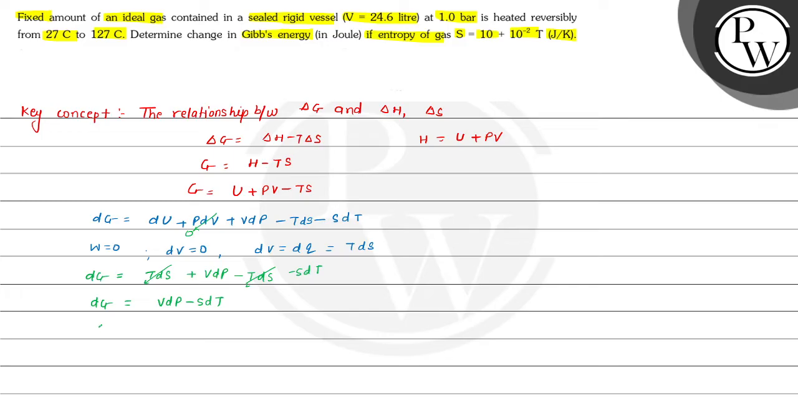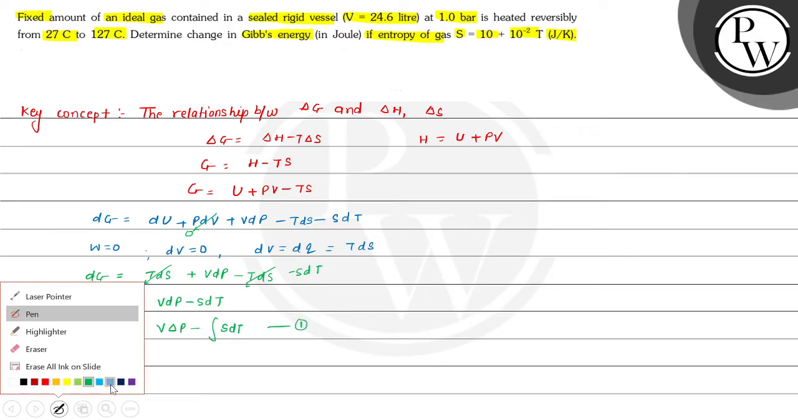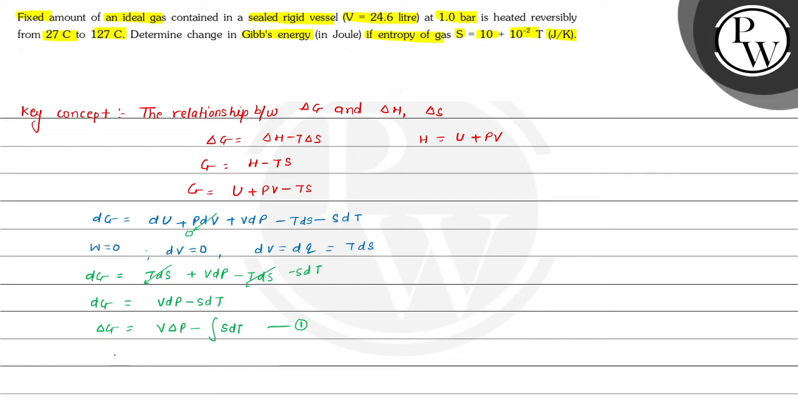Now we can write del G is equal to V del P, that is the change in pressure multiplied by volume, minus the integration of S dT, because here entropy is given, that is temperature dependent. So we will integrate with respect to temperature. Let's say this is our equation first. Now we can integrate this. What is the value of V dP? V dP is equal to volume times P2 minus P1. This is our equation second.